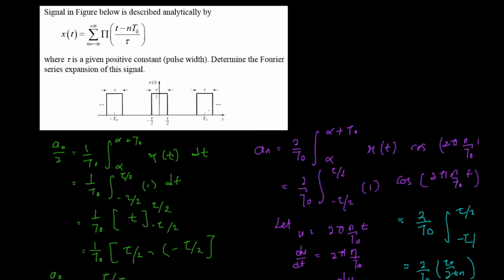Hi guys, in the previous video we did some analysis for the signal given, and we have managed to determine a0 over 2 and the value for an. For today, in this video, we're going to continue solving this to find our bn and to write the final Fourier series expansion. Okay, so let's start.